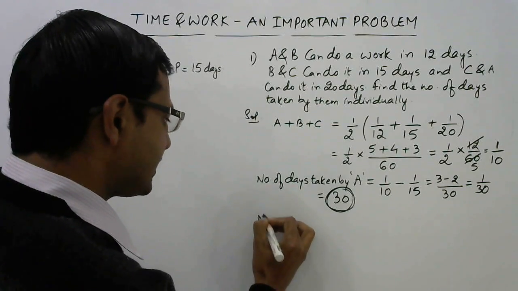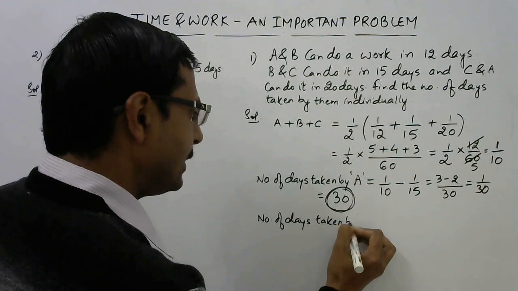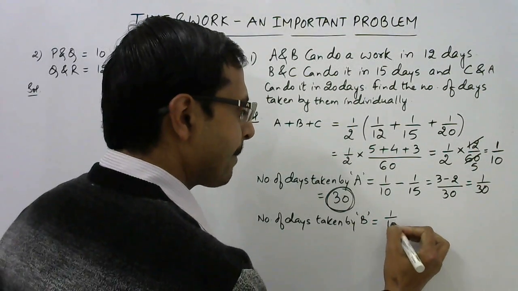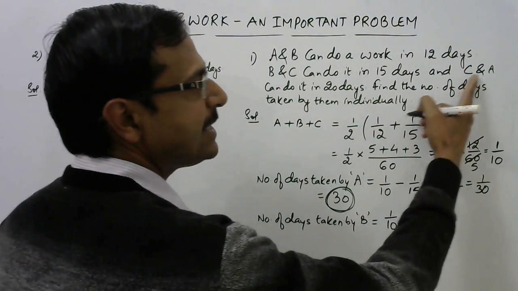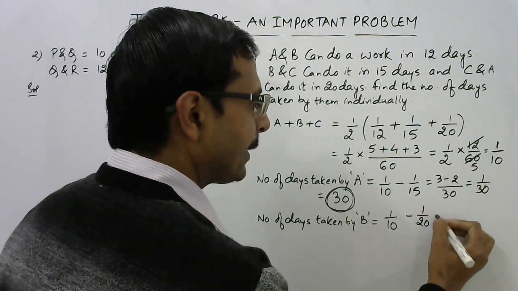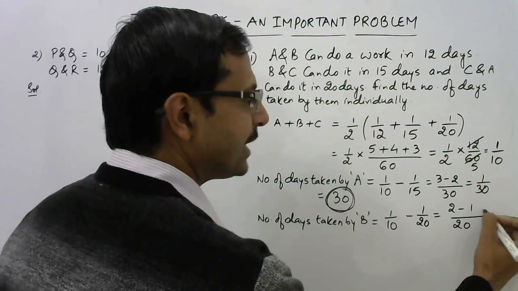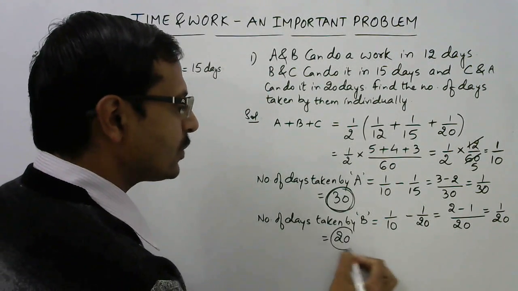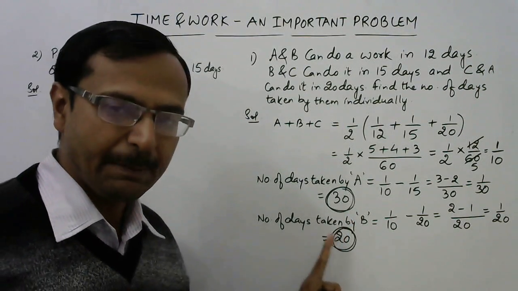Now for the number of days taken by B. Again take the sum of the three. This is 1 by 10. And subtract the pair which does not contain B. Which does not contain B? C and A. This is 20 days. So subtract 1 by 20. And obviously the LCM of 10 and 20 is 20. So we have 2 minus 1, that is 1 by 20. So what is the reciprocal of 1 by 20? It is 20. So we have 20 days as the answer for the number of days taken by B.